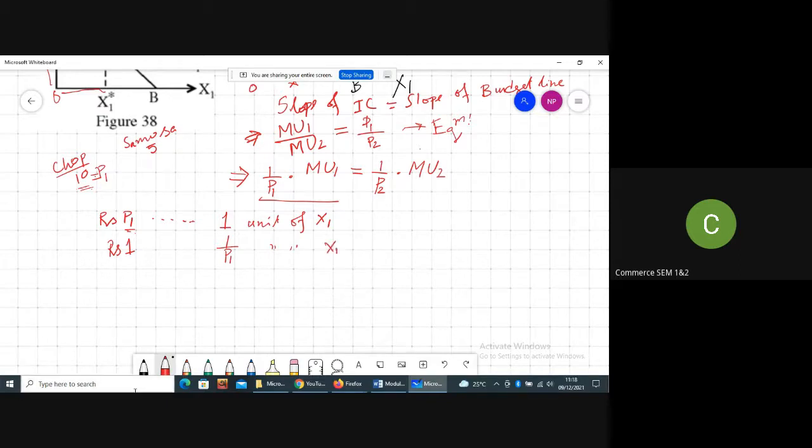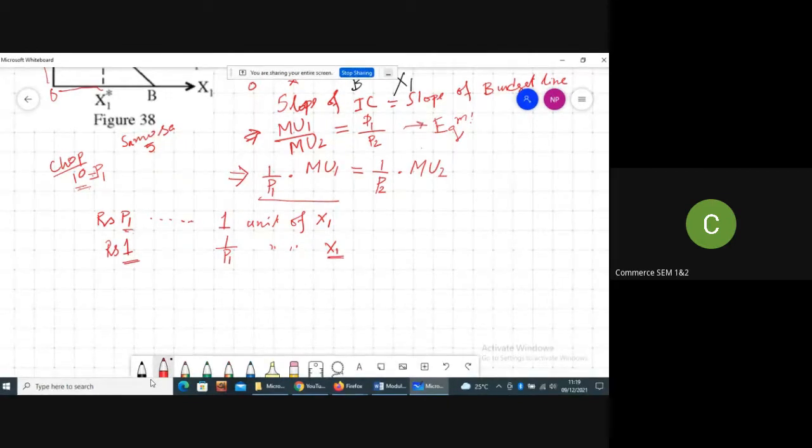Right? It's just the unitary method. You learned it in Class 5, 6. So if I spend 1 rupee on commodity one, how much of commodity one will I get? I'll get 1 by P1 unit of commodity one. As here, if 10 rupees is the price of one chop, how much chop will I get for 1 rupee? I'll get one tenth of a chop, right?